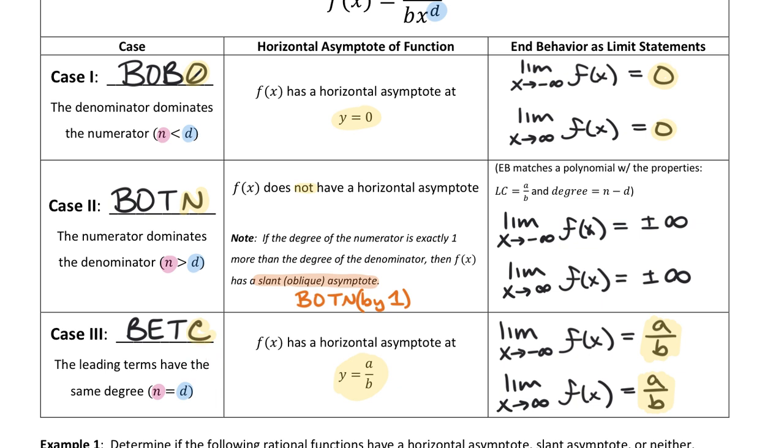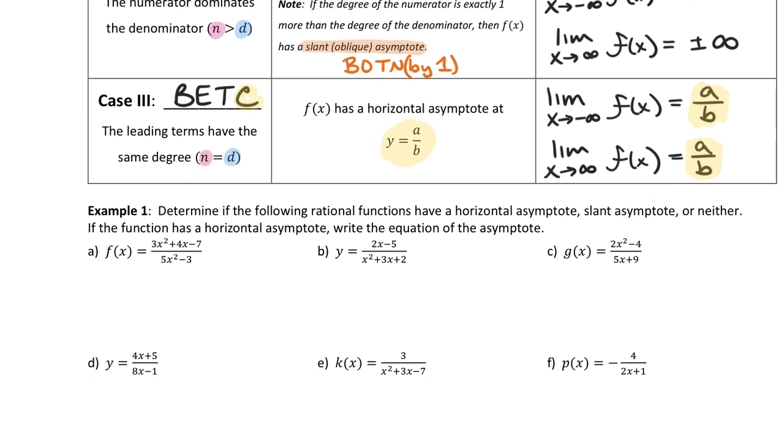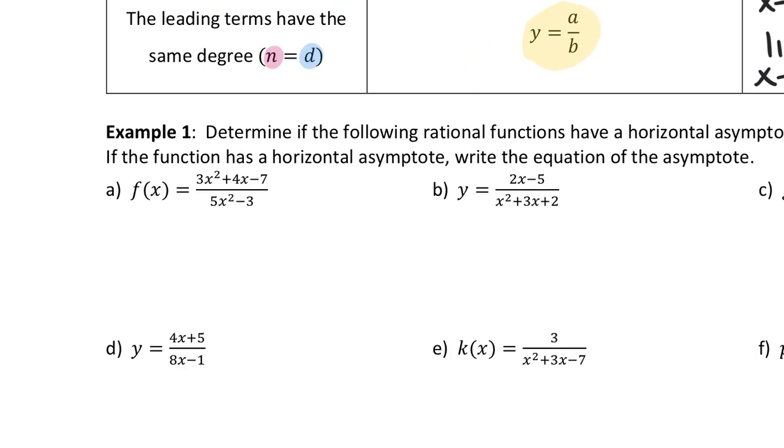So let's just practice right now. We're just going to identify whether it's going to have a horizontal asymptote, slant asymptote, or neither. We're not going to actually do the end behavior just yet. We're just going to determine these asymptotes. So we don't have to do much work.